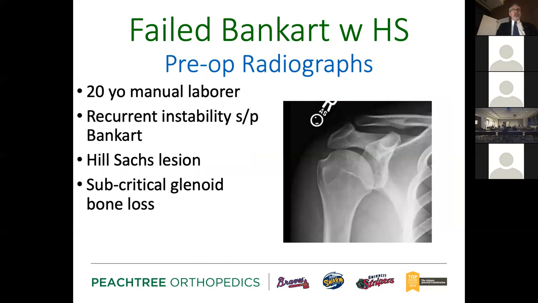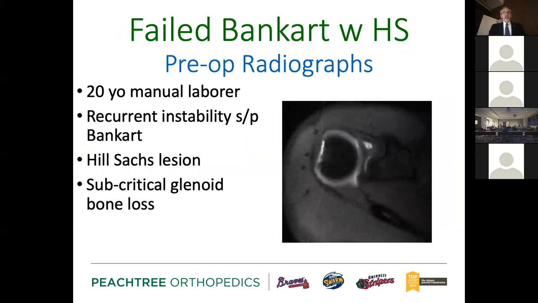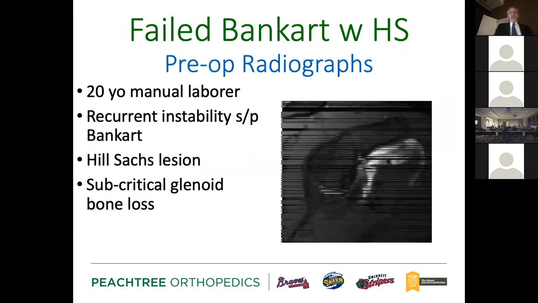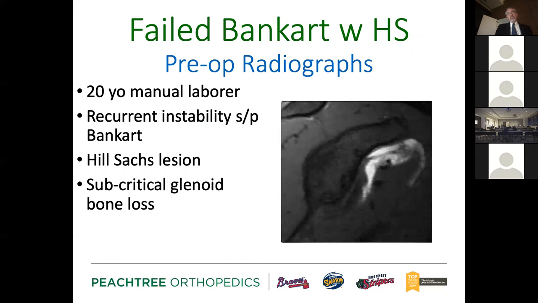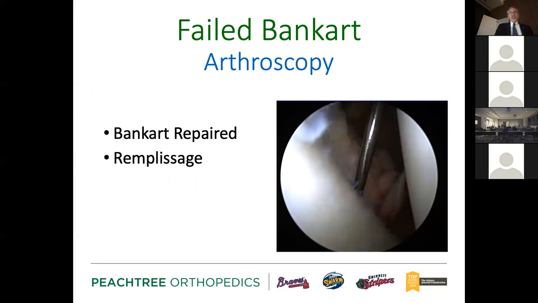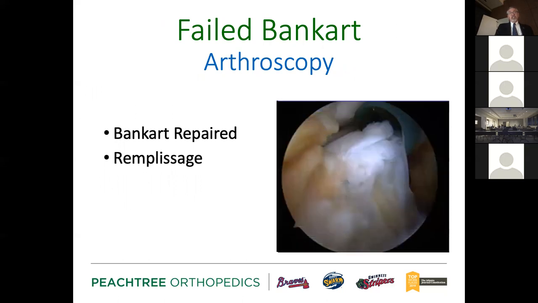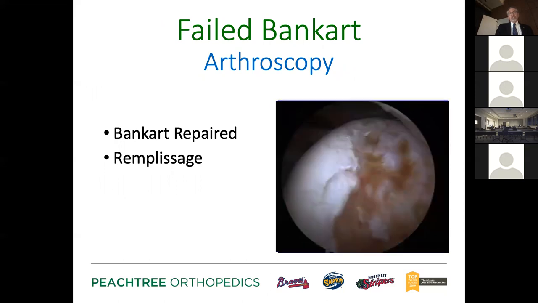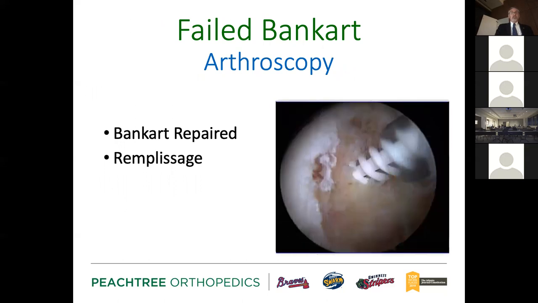So here's a patient, 20-year-old manual laborer, with recurrent instability status post Bankart repair. You can see the little dots from his previous suture anchors. He had a significant Hill-Sachs defect there. He had no significant bony defect on the glenoid, just a little bit there, where you can see the anchors from the previous surgery. At surgery, we see a recurrent Bankart lesion there. Superior labrum's okay. Posterior labrum's okay. And then you see the large Hill-Sachs lesion on the humeral head.